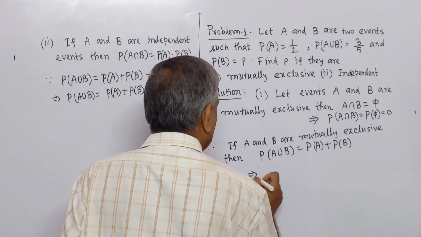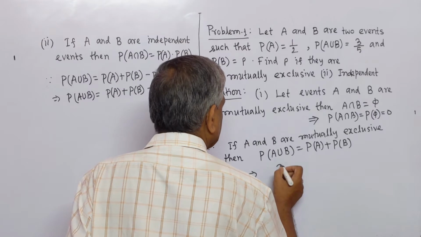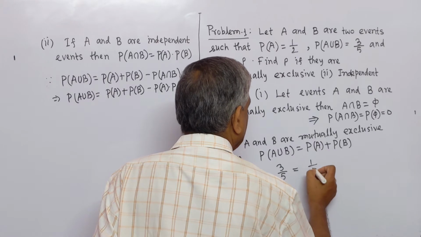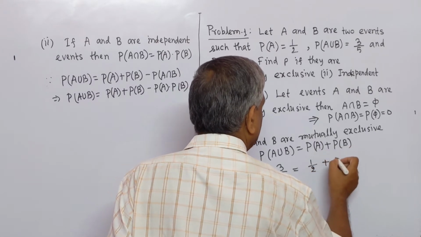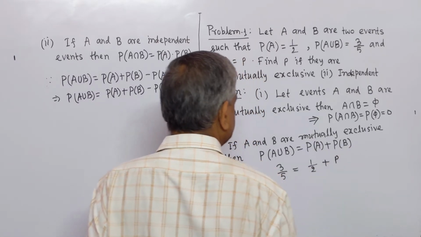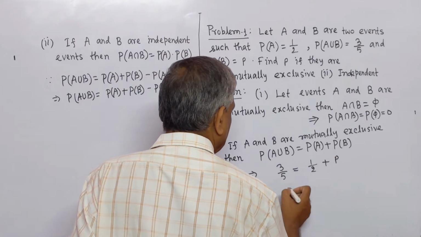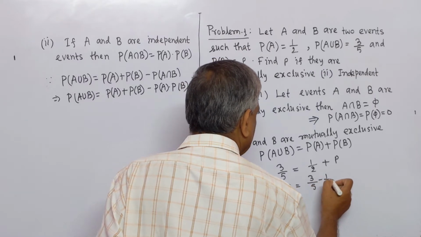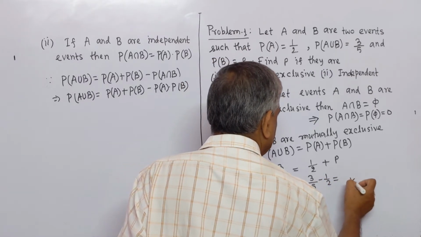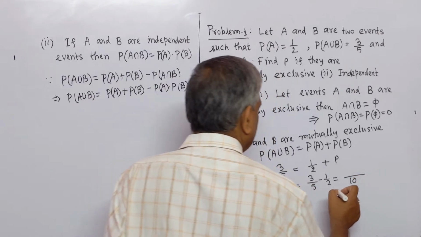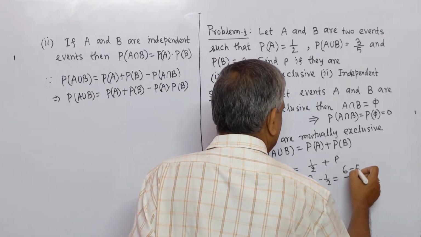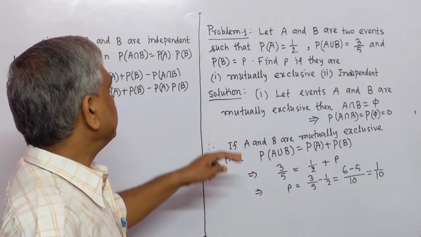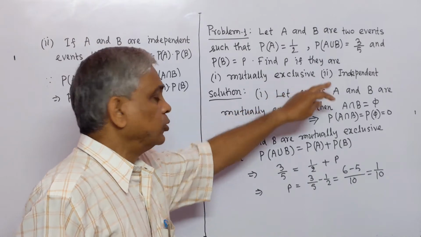This implies that probability of A union B is 3 by 5. Probability of A is half, and probability of B is small p. This implies that small p equals 3 by 5 minus half, equals, LCM 10, here 6 minus 5, this is 1 by 10. Now we solve number 2.